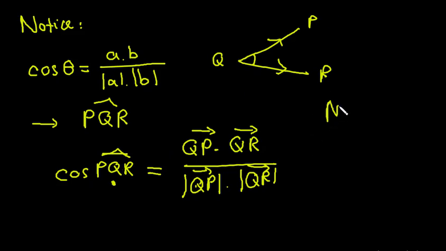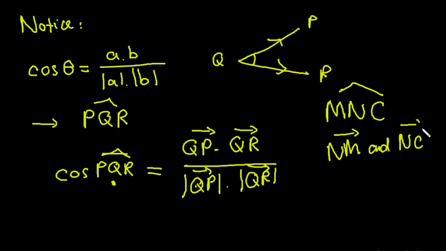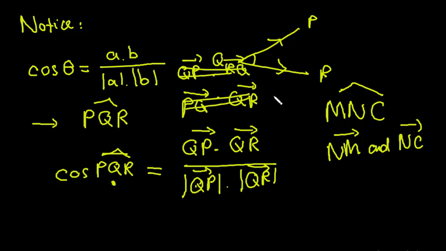If you have angle MC, you will use the vectors from M and the vector from C in order to calculate this one. Remember, don't use something like PQ multiplied by QR, or QP multiplied by RQ. Because when you use that combination, the value you calculate will be wrong, and it means that your answer is wrong.